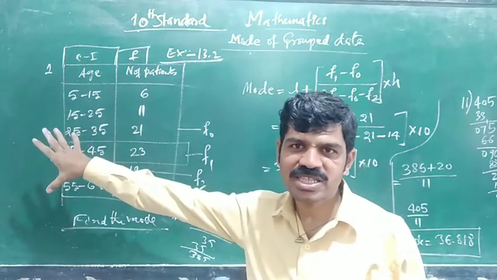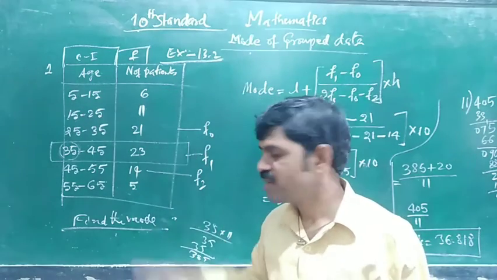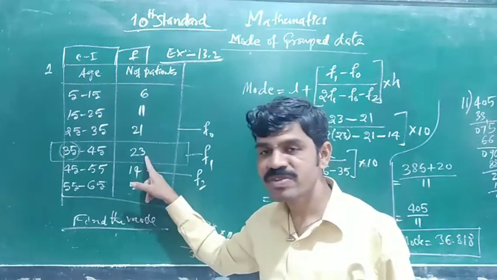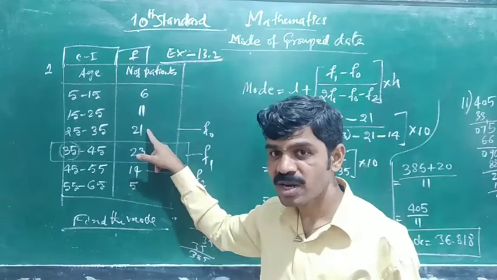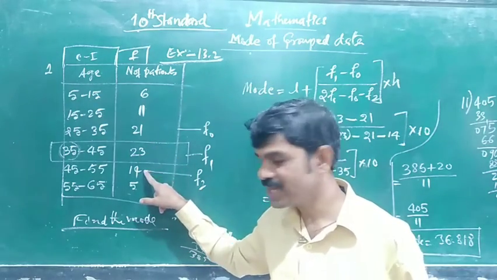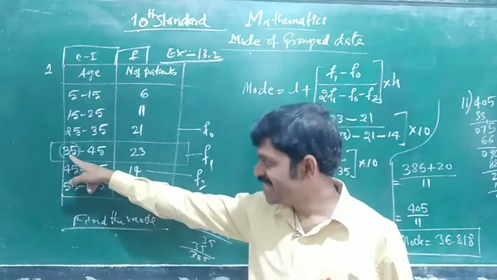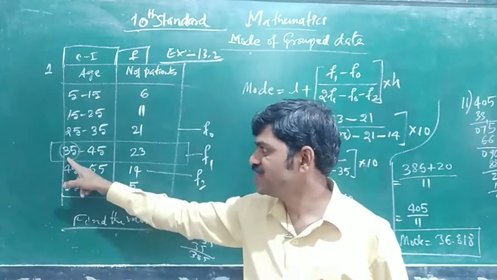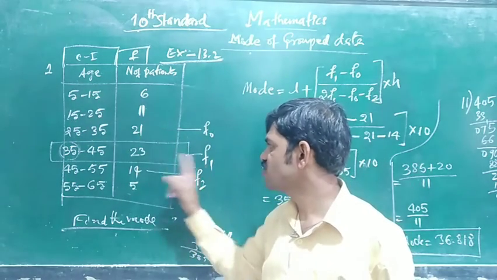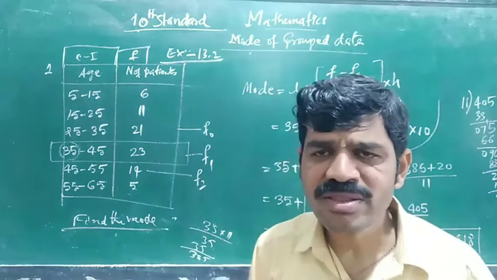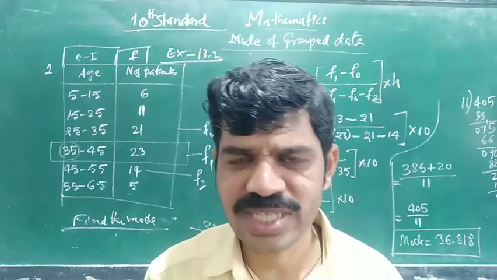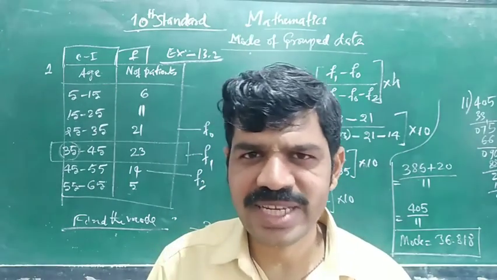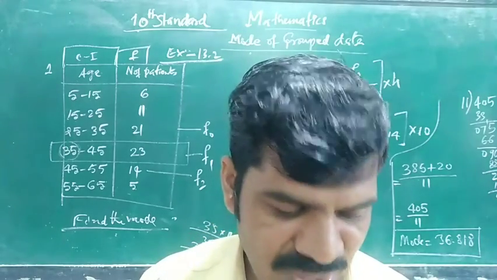If a class interval is given and frequency is given, the maximum frequency is the modal class. This is the lower limit, and this is the frequency of the modal class, F1. The frequency of the class preceding the modal class is F0, and the succeeding one is F2. L is the lower limit and H is the size of the modal class. H is equal to 10, L is equal to 35, F0 is equal to 21, F1 is equal to 23, F2 is equal to 40. All this is very important, dear students. If you remember the formula and the values in the given data, then it's very easy to understand. Okay, we'll go for the next problem.